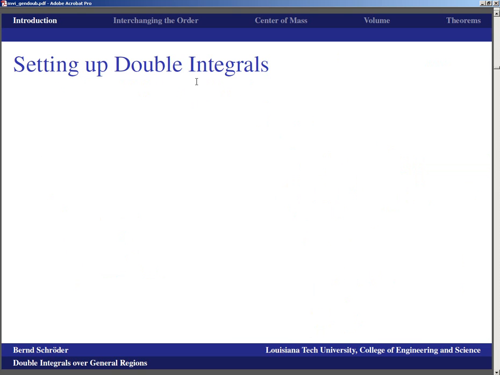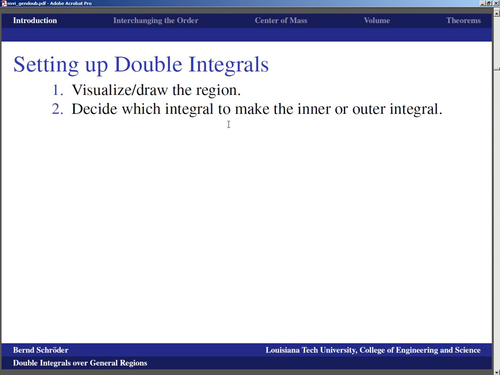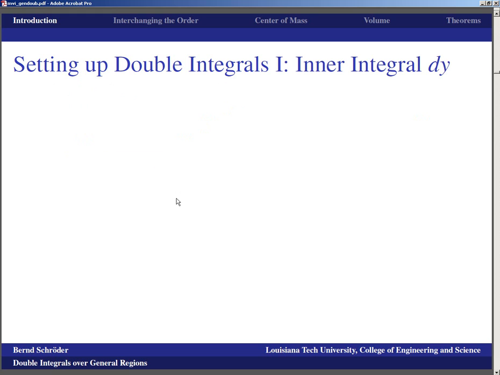Namely, to set up double integrals, we want to visualize and draw the region. We need to decide which integral to make the inner or outer integral, and then we set up the integral, and the rest is just computation, as we have seen previously. The computations themselves were not that bad. They can get more and more tedious. You can have fractions involved and all sorts of other horrible things, but in the end, we know how to solve integrals, so the rest really is just computation.